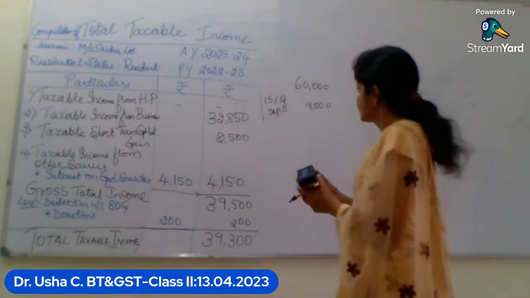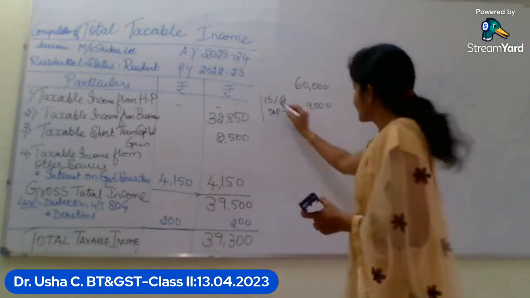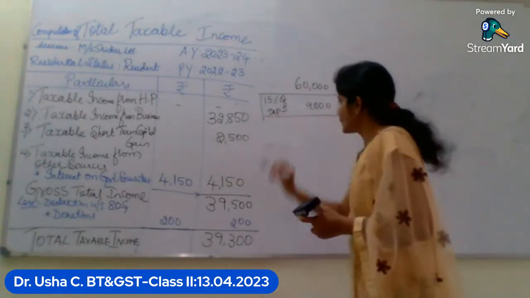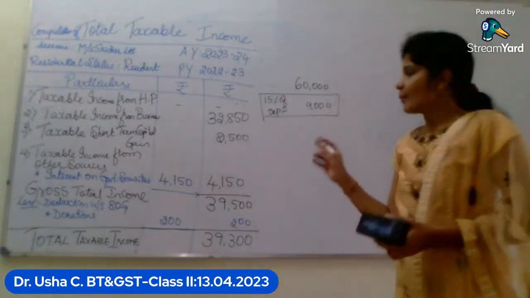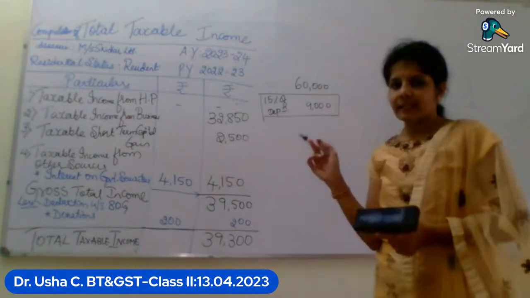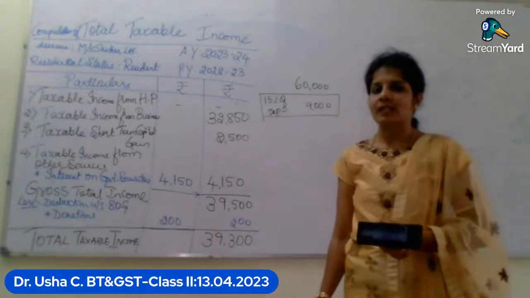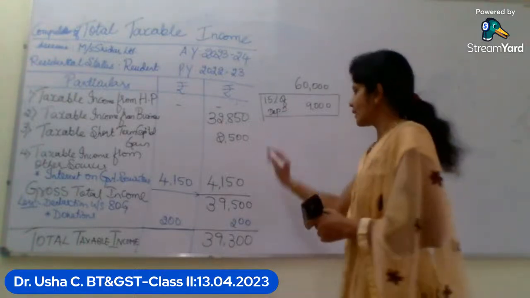It's 9,000, correct? 15% of depreciation is 9,000. This amount of depreciation, whatever we have calculated, must be adjusted. But further, there is one piece of information. Just look into it. The car was sold during the year.